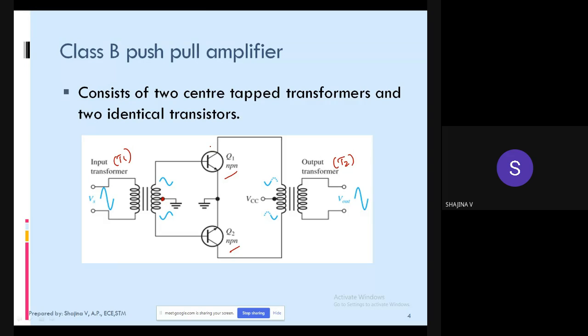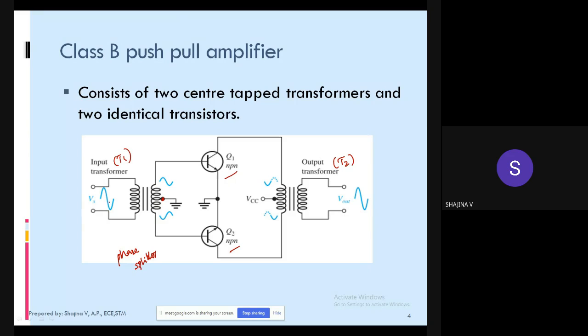Okay. Now see here, transformer T1. Transformer T1 is called phase splitter. Okay, it is called phase splitter. Why it is called so is, it produces two signal voltages which are out of phase with each other.